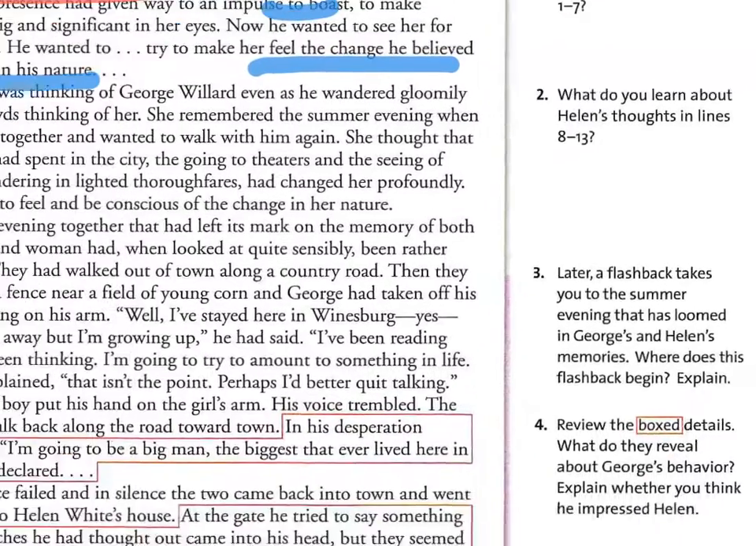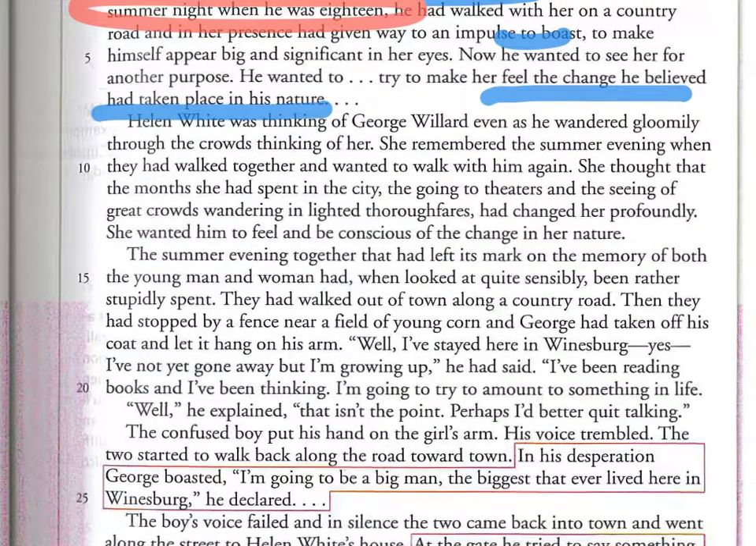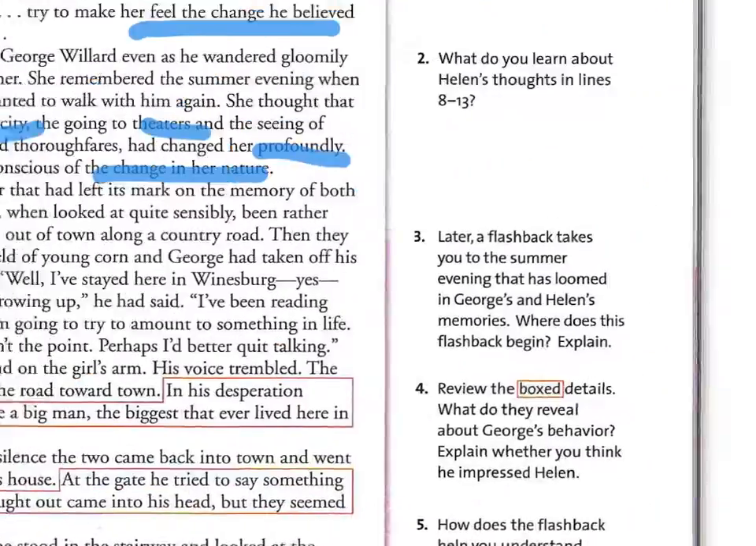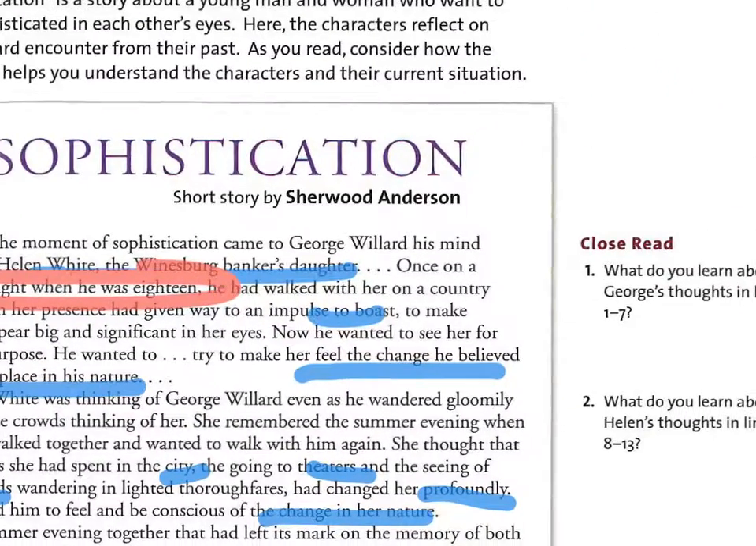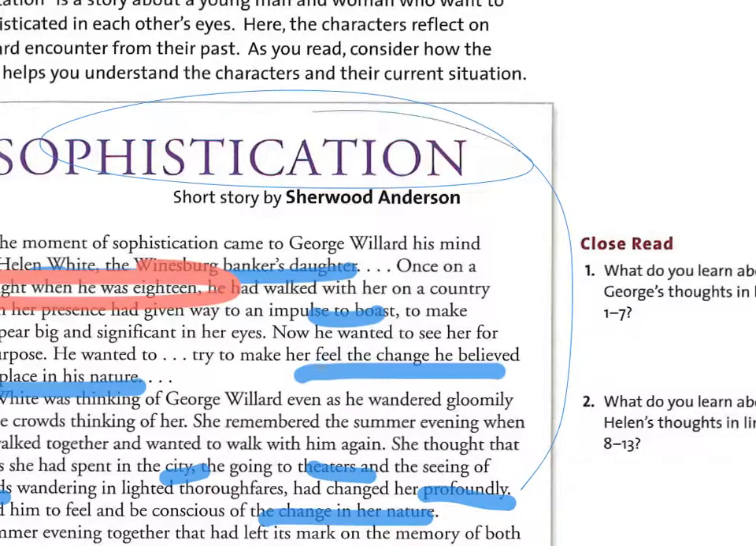What did you learn about Helen's thoughts? What is she thinking? That she'd been to the city, she'd gone to theater, she'd seen crowds of people in fancy places, and she had been changed. And she wanted him to feel and be conscious of the change in her nature, that she's become more sophisticated. Right? That she's become more sophisticated.